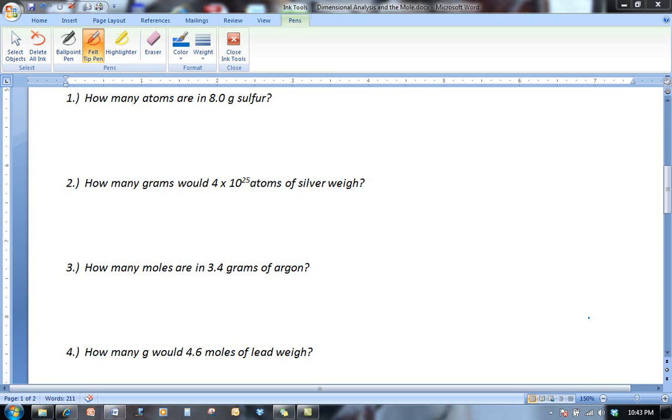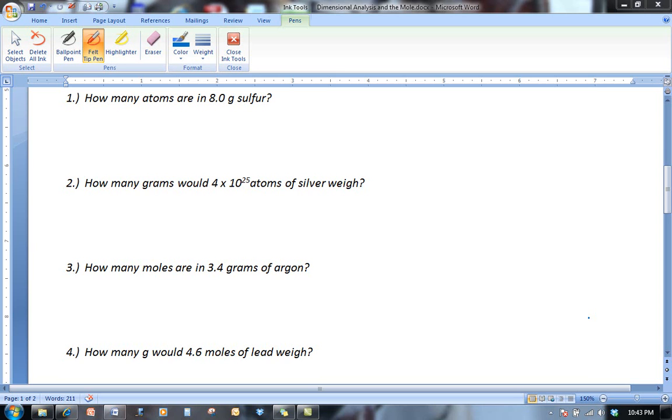I'm going to do just number one for you and number two, because they kind of have the same idea. They're just going in opposite directions. So number one says, how many atoms are in 8 grams of sulfur?